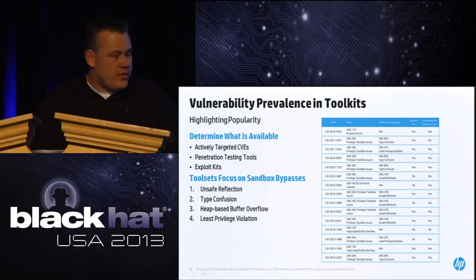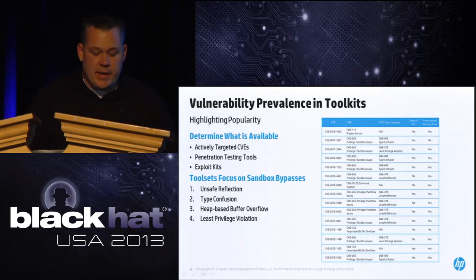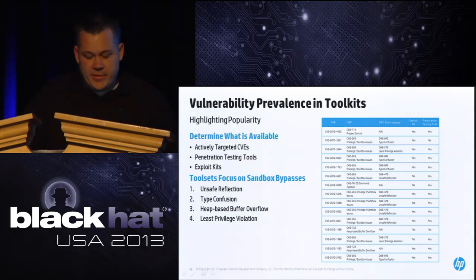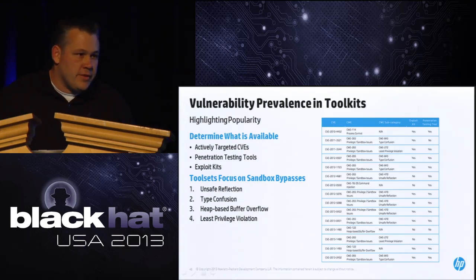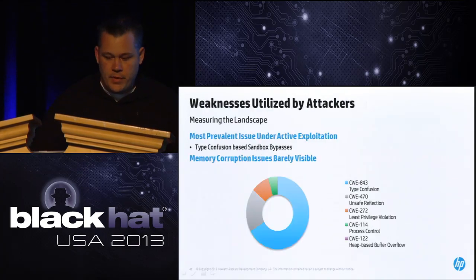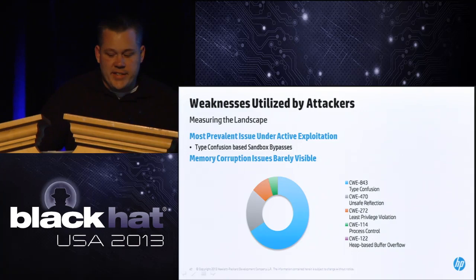But an interesting turn of events is that least privilege violation is actually at the bottom of the list, and type confusion has moved up to rank number 2 in available vulnerability types in toolkits. There is memory corruption in the toolkits, with heap-based buffer overflows being the most popular in the toolkits themselves. But what's really important is what is actually being leveraged in the landscape.